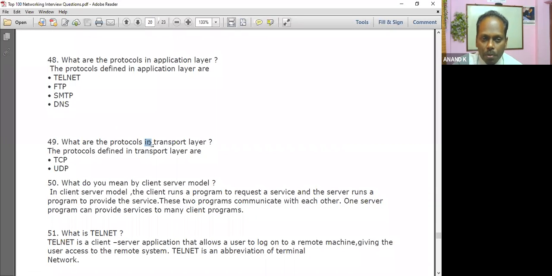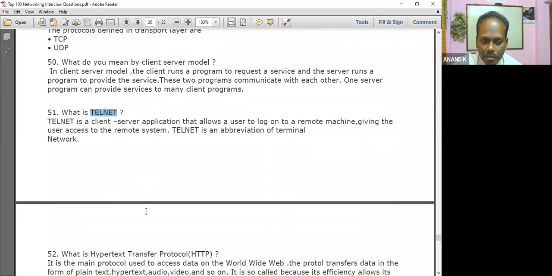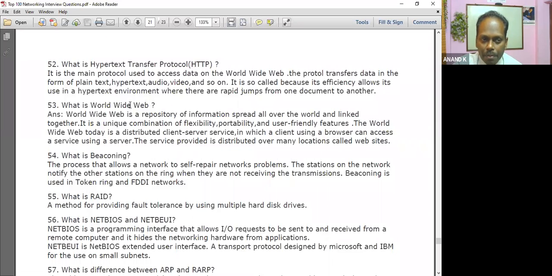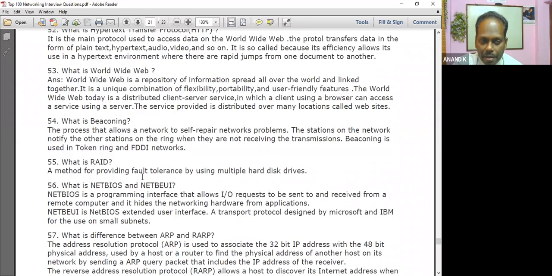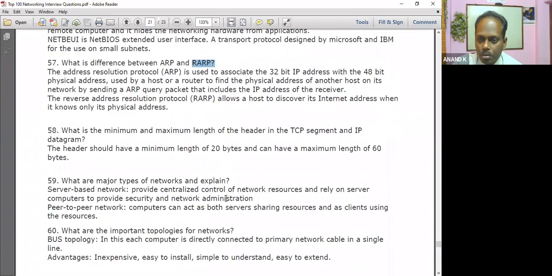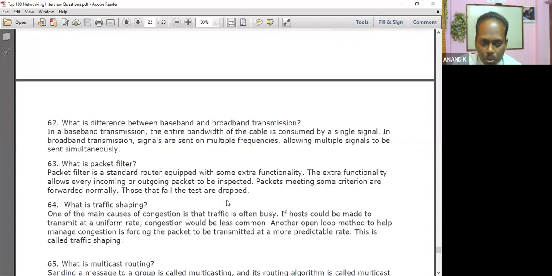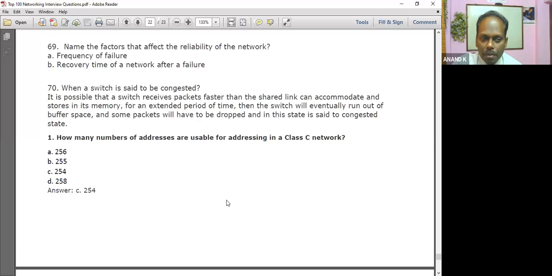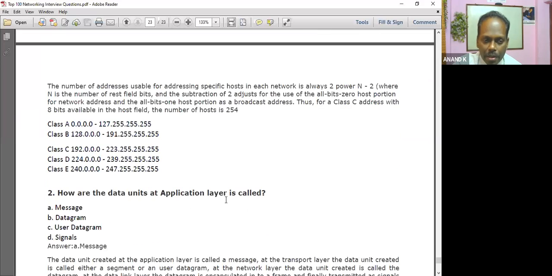What are all the protocols in the transport layer? Client server model. What is Telnet? What is HTTP? What is WWW? What is RAID? It is basically a redundant array of inexpensive independent disks. NetBIOS, ARP, RARP. So several questions are there. Please go through this one. Please go through some of the things we will be discussing even till today also.